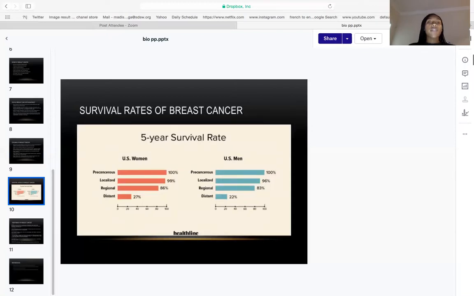The survival rates of breast cancer. There's about a 5-year survival rate for U.S. women. Precancerous is 100%, localized 99%, regional is 86%, and distant is 27%. For men, precancerous is 100%, localized is 96%, regional is 83%, and distant is 22% survival rate.